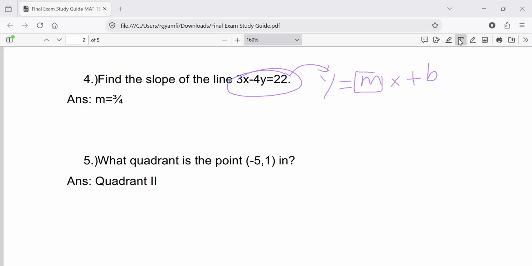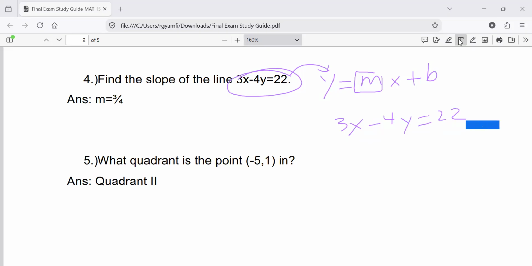Now, if you look at this equation, someone would say, oh, the slope is 3 because the 3 is attached to the x, just like m is attached to x. But that is wrong because m is attached to x, but look at the y, it is just y or 1y. So you've got to make sure that the y in this equation becomes just y before you apply the fact that m is the slope. So 3x minus 4y equals 22.